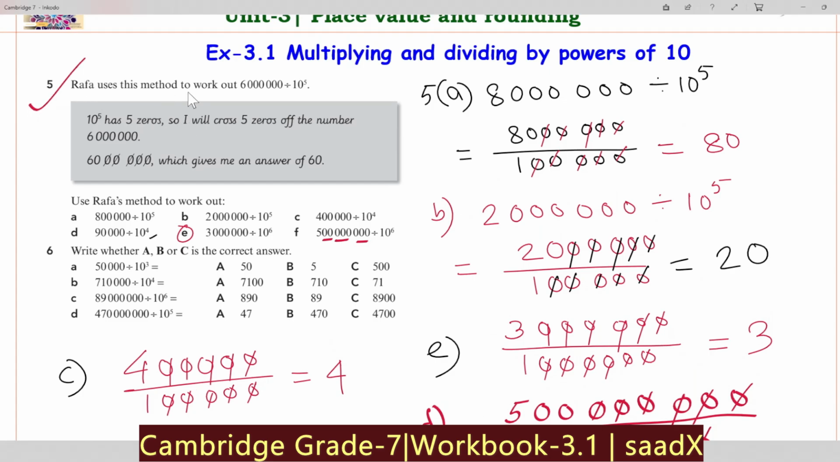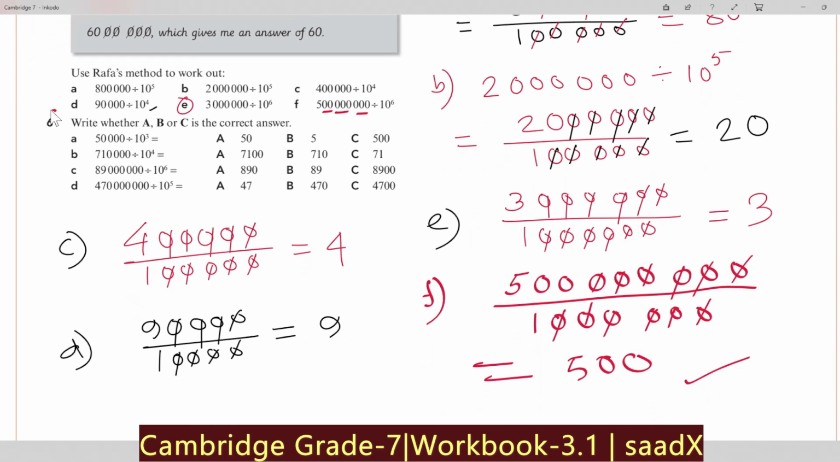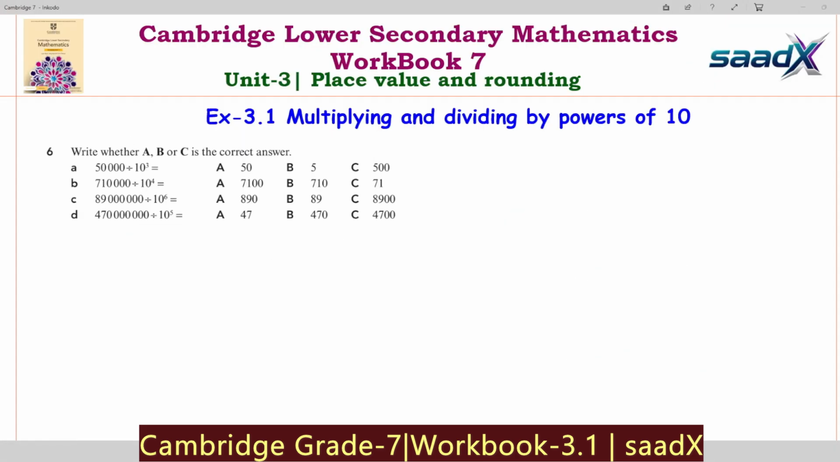And we also try to solve one more math, which is number 6. Write whether A, B, C is the correct answer. First one, here is 5 and 40, divided by 10 to the power 3. It means from here 30 will be out. Our answer will be 50. How? Look, 5 0 1 2 3, then divided by 10 to the power 3. It means 1 triple 0. So this 0 0, this 0 0 out. Answer will be 50. Very simple.